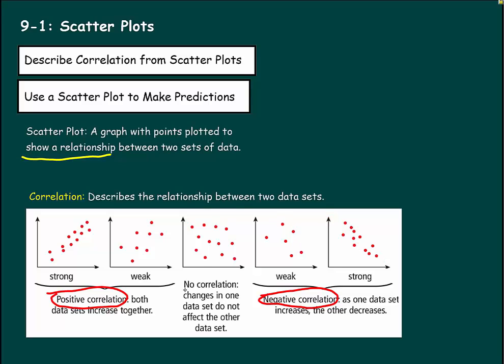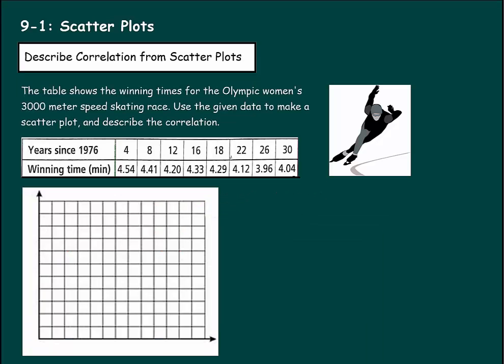Finally, there's no correlation, and that means that the changes in one data set have no effect on the other data set. It's just going to be dots scattered all along this plot. So let's create our own scatter plot. It says the table shows the winning times for the Olympic women's 3,000 meter speed skating race. Use the given data to make a scatter plot and describe the correlation.